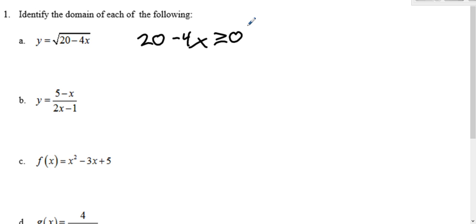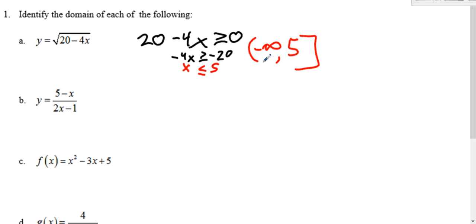So you solve that. Move the 20, you get negative 4x is greater than or equal to negative 20. Divide by a negative, so you have to flip the inequality. And x is less than or equal to 5. So to write it as an interval, less than or equal to 5 means 5 is the largest. Since it's or equal to, it gets a bracket. And then negative infinity is the smallest because it can be less than.